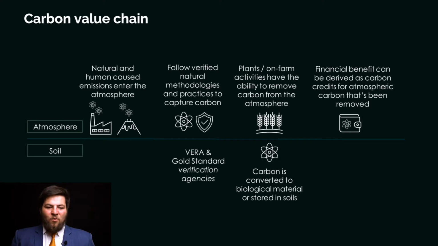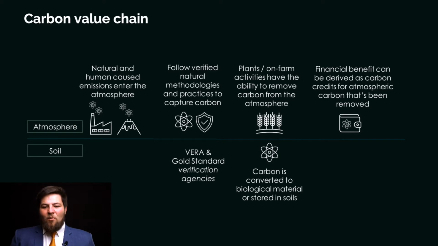A quick look at where all of these terms fit within the value chain of carbon. So starting from the point of production of carbon emissions, it's natural causes and human causes in the form of respiration, things burning. Then for farmers to derive value, they need to follow verified methodologies through the likes of Verra and Gold Standard, which are the accreditation agencies for these standards.